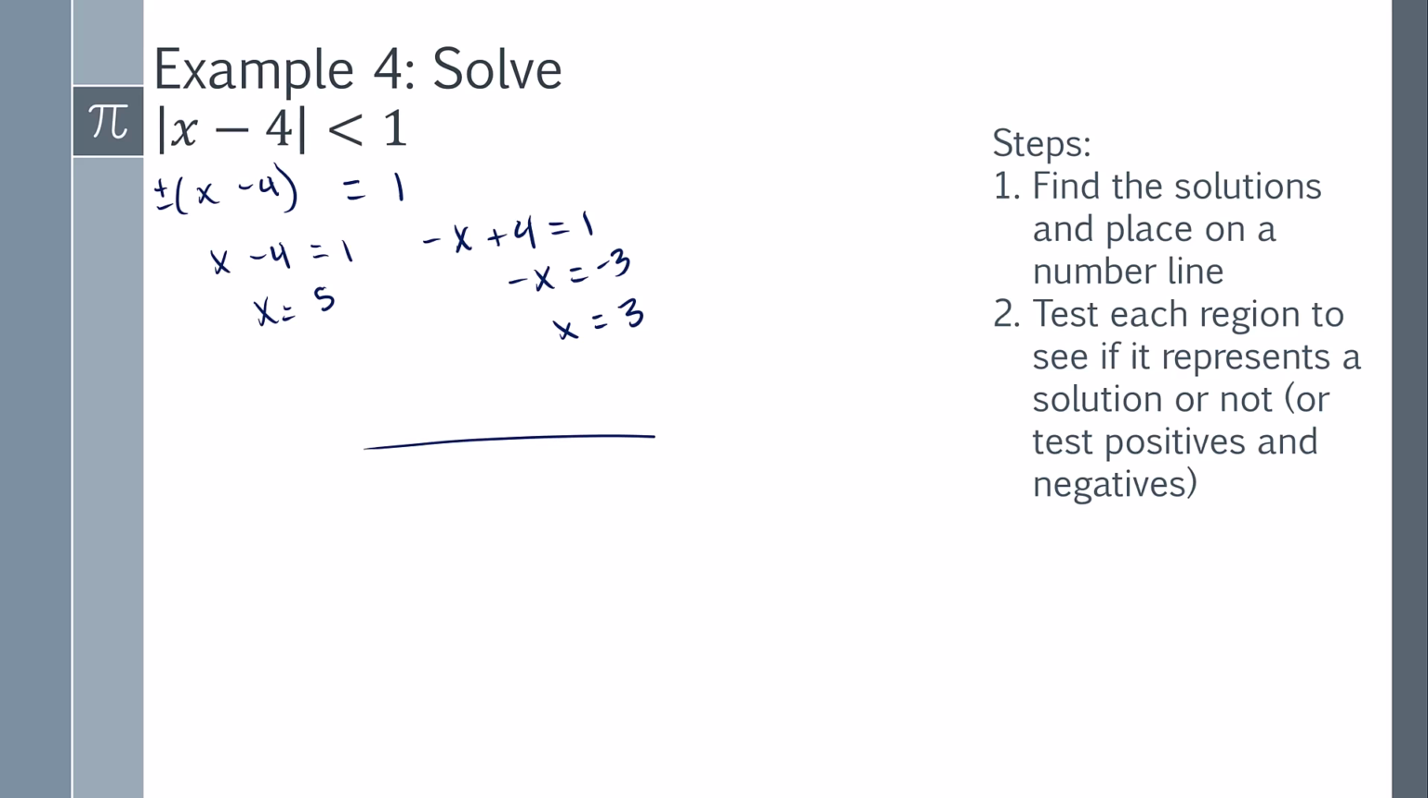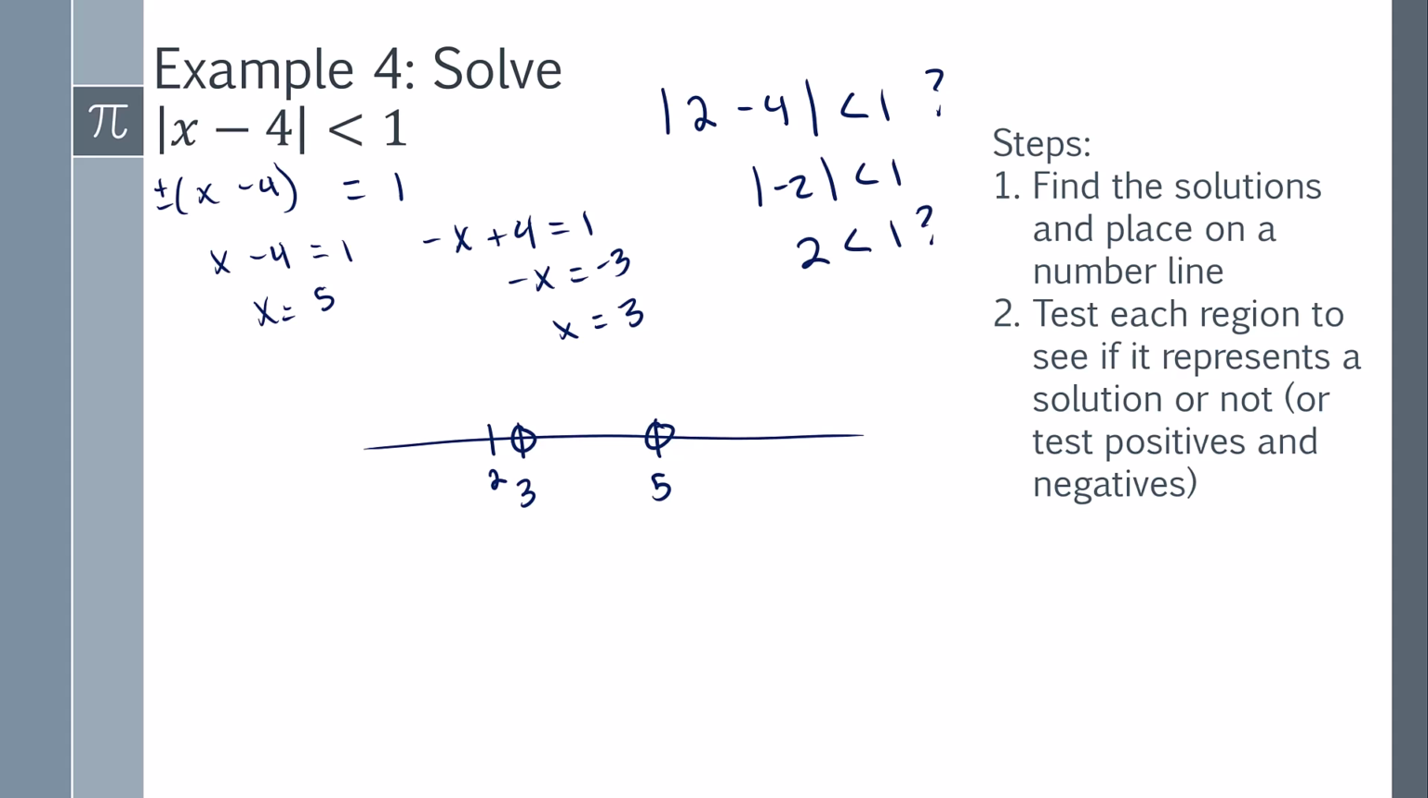So now we're going to place those on a number line. They're both open circles because there's no equal to. And now we can go through and test true or false. So if I plugged in 2 minus 4, is that less than 1? So I get the absolute value of negative 2. Is 2 less than 1? That is false.